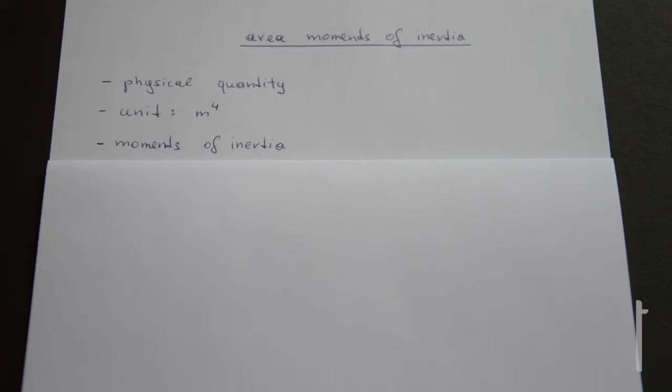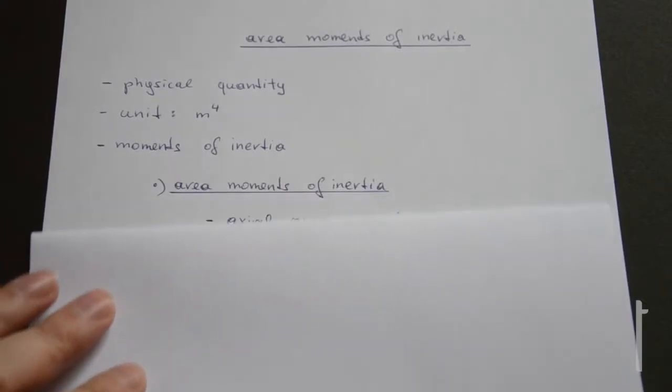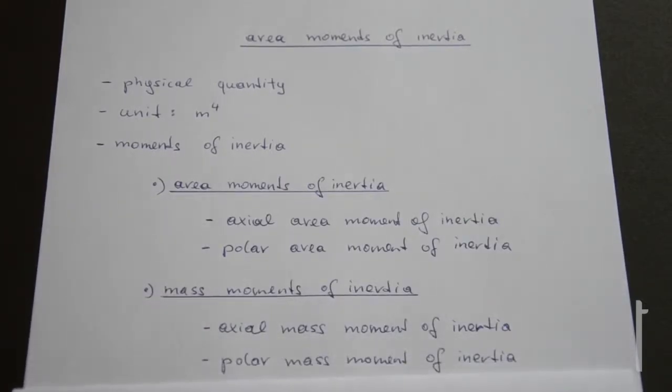Today we are concerning ourselves with the topic of moments of inertia. Now, there are different kinds of moments of inertia. There are area moments of inertia and mass moments of inertia. Here we will have a look at the area moment of inertia. Now, this is a physical quantity and it has the unit meter to the fourth power. The moment of inertia of area can be either axial or polar, and the mass moment of inertia as well.